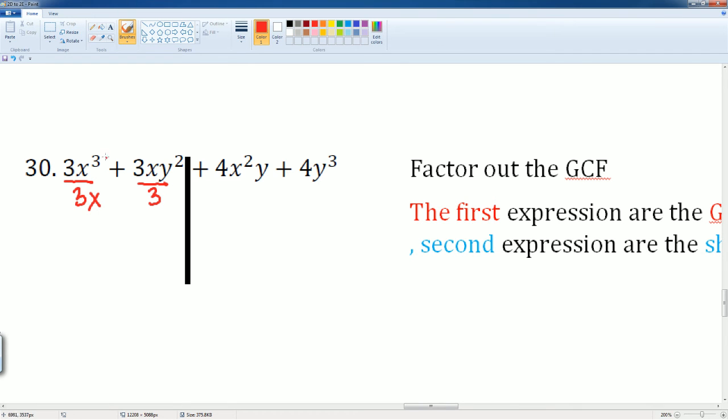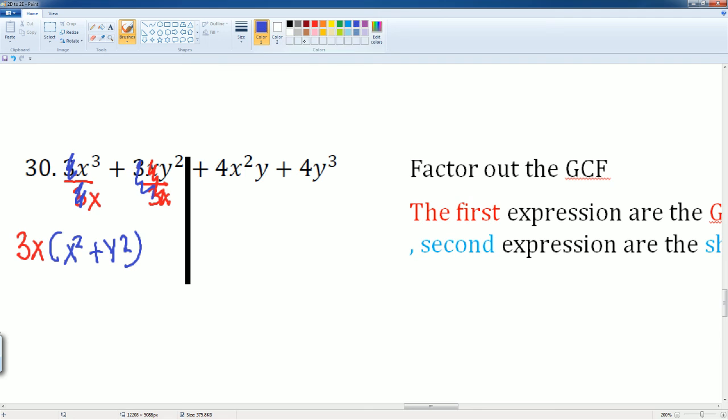Y squared, there's no y here. So the most I could pull out is a 3x. Then what is left over? Well, 3 over 3. X cubed divided by x just gets you x squared. 3 divided by 3, bring down the plus. 3 divided by 3 is just 1. Oh, sorry. There should be an x, remember? We pull out 3x. X and x cancels, leaving you with just a y squared. Okay? All right.